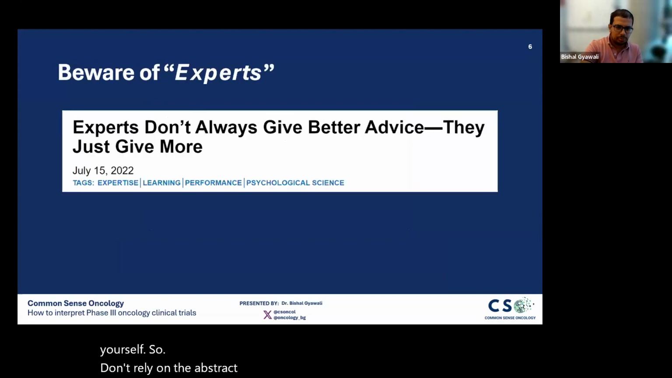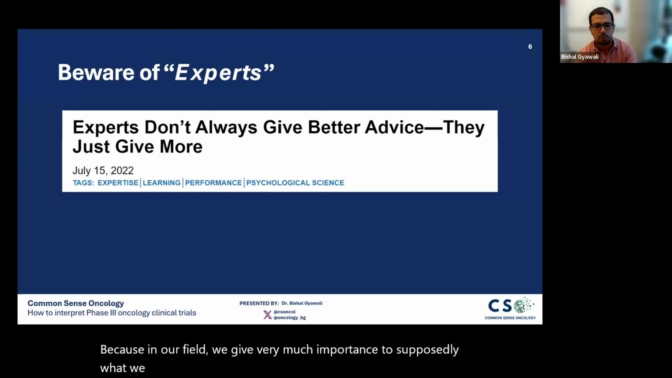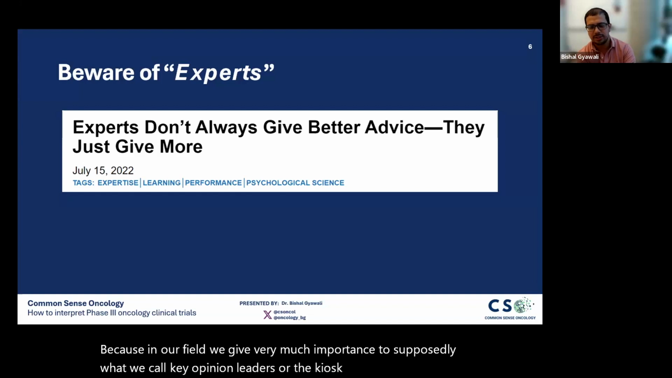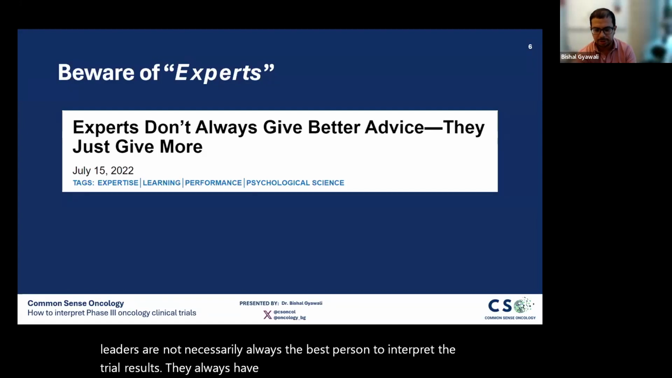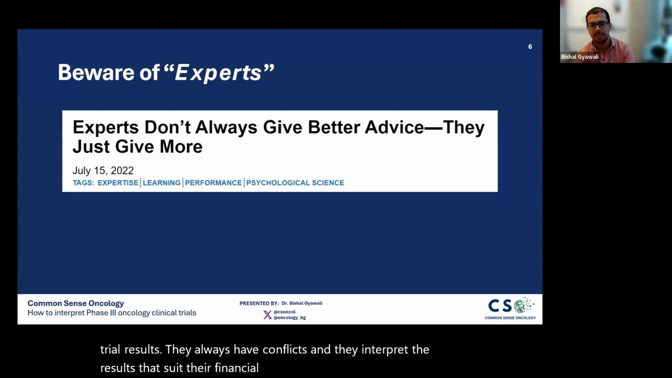And be very aware of experts, because in our field, we give very much importance to supposedly what we call key opinion leaders or the KOLs. But key opinion leaders are not necessarily always the best person to interpret the trial results. They always have conflicts, and they interpret the results that suit their financial or personal agenda.